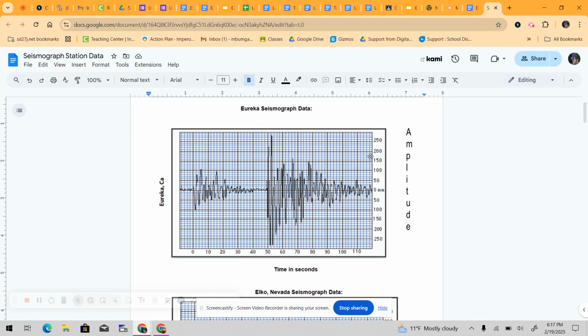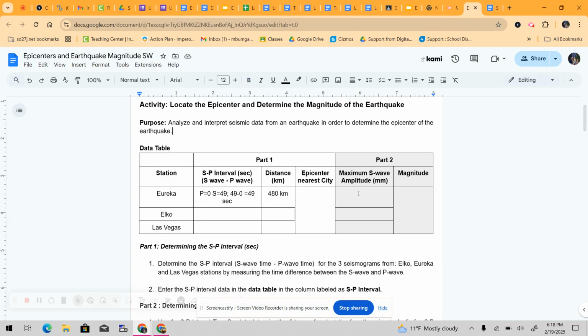So you'll notice here that each of these lines goes up by 10. So here our S wave reaches the last blue line above 250. So that's going to give us 290. Okay, and that's in millimeters. So we can come back into our data table and plug in 290 millimeters. Now, you're going to want to do that for your other two stations, Elko and Las Vegas as well.